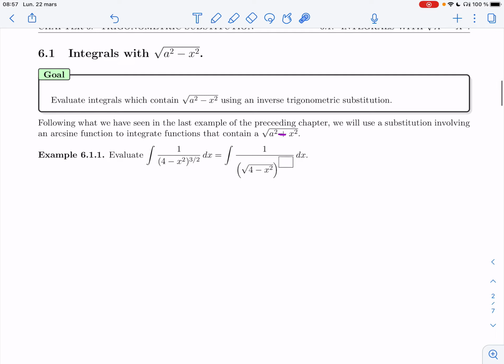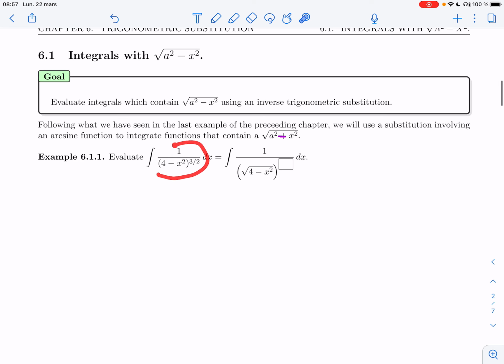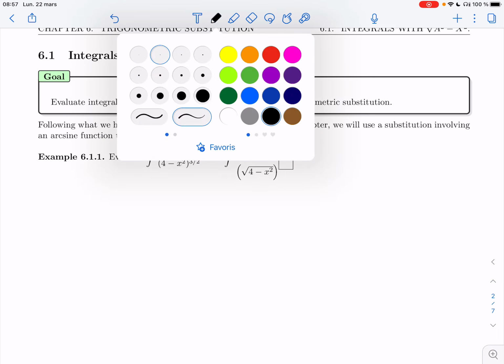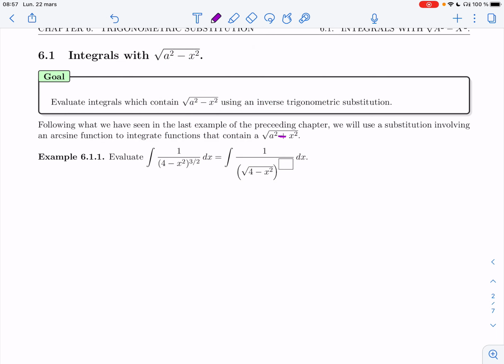All right, so let's say I want to integrate (4 minus x squared) to the 3/2 dx. Now, you might be saying, I don't see a square root. The 3/2 is hiding a square root. In fact, this function is the same as 1 over the square root of 4 minus x squared, to the power 3.